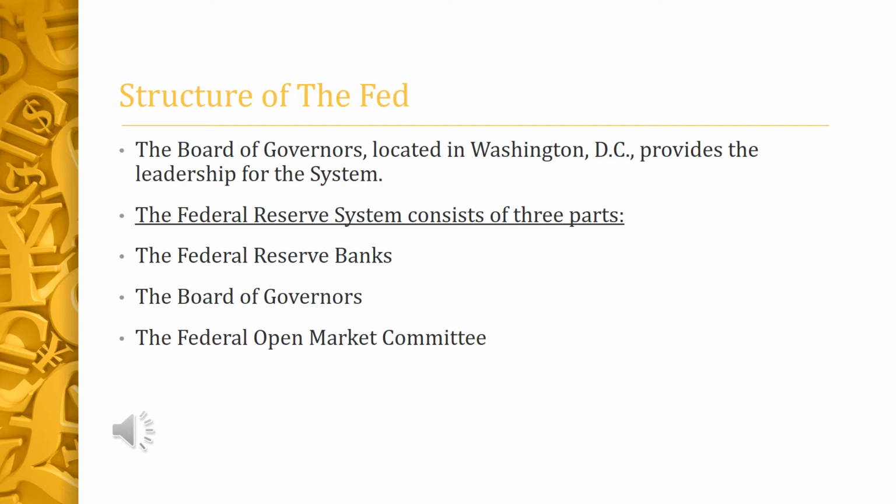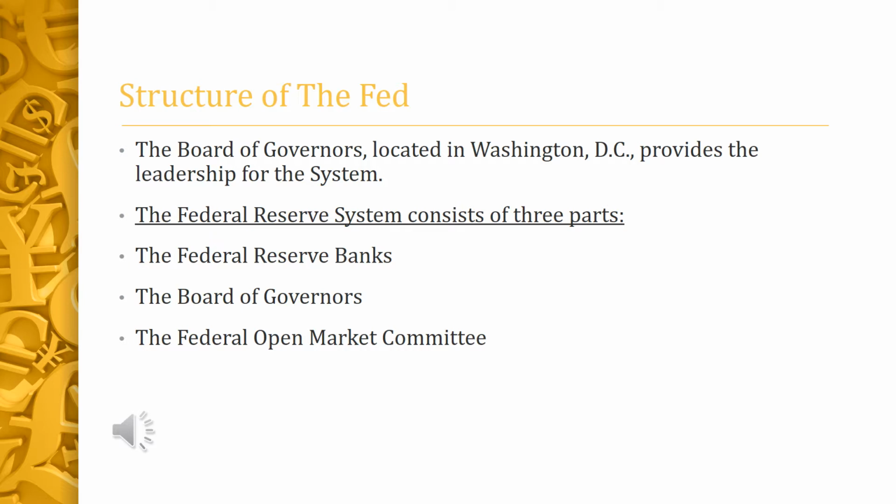The Board of Governors is comprised of 7 governors, and one of them is chairman of the board. The board helps to set monetary policy by having all governors sit on the Federal Open Market Committee, setting the reserve requirements for banks, and setting and approving the district bank loan rates.